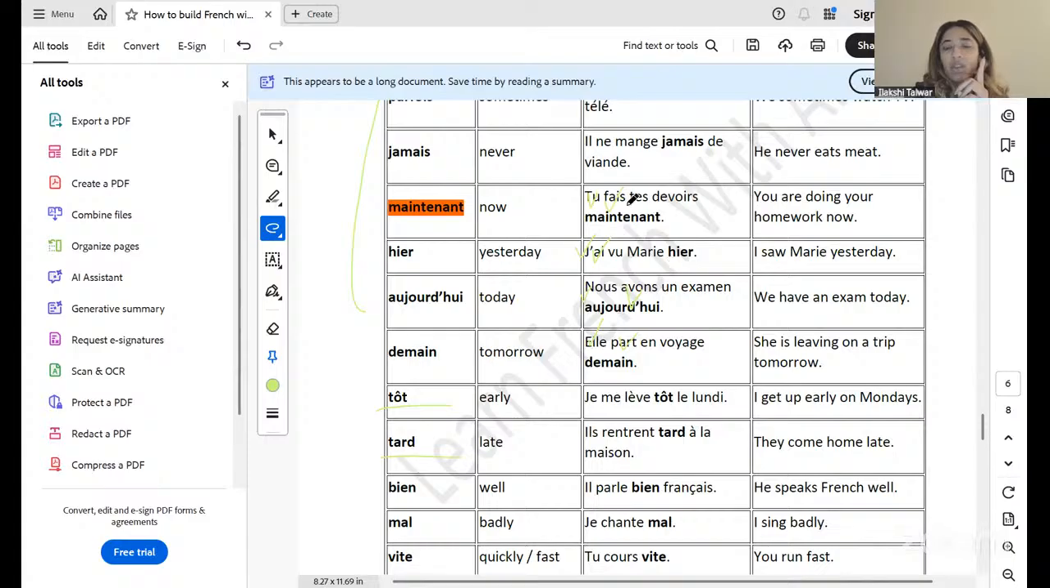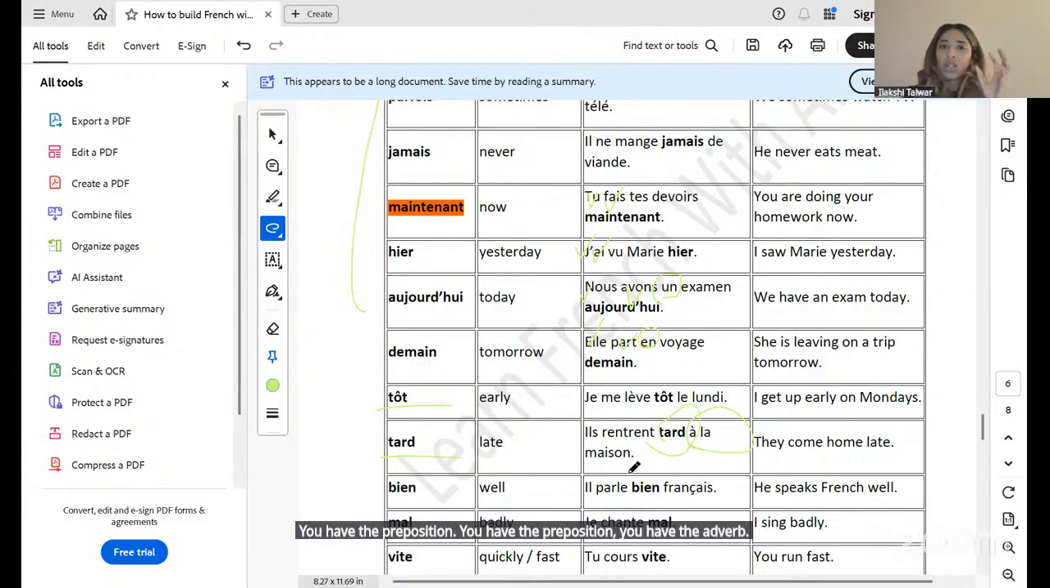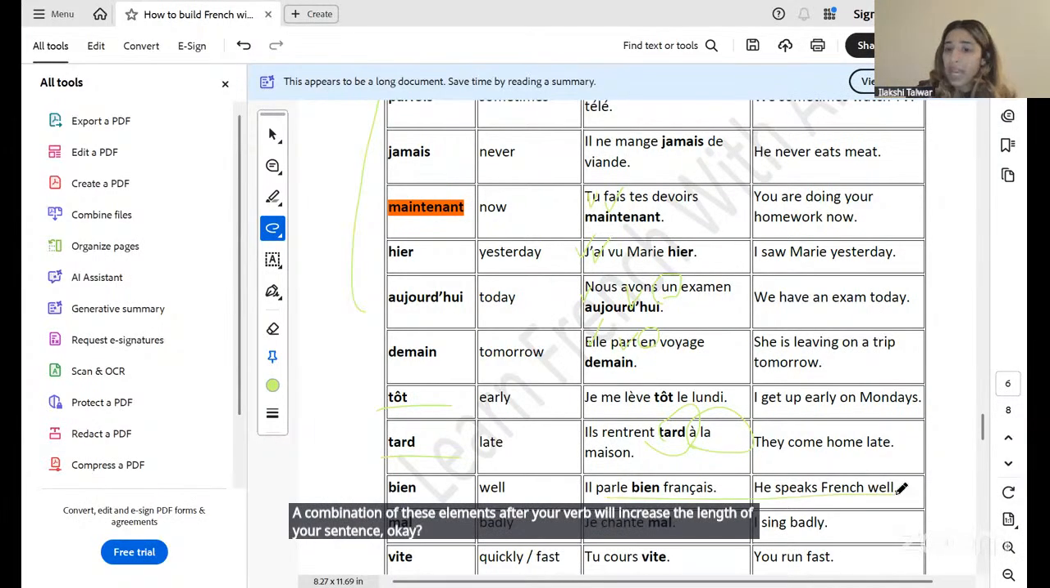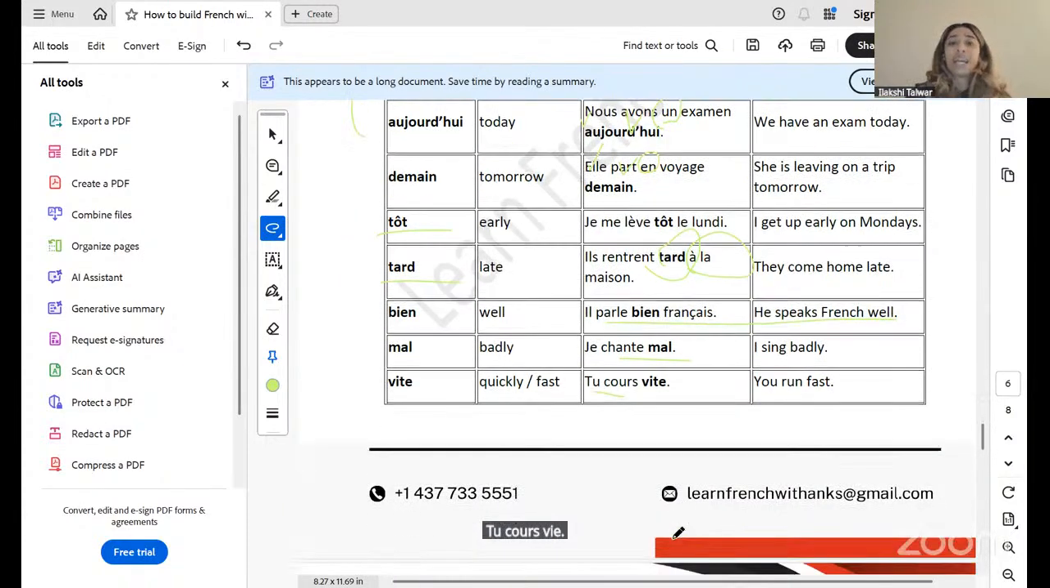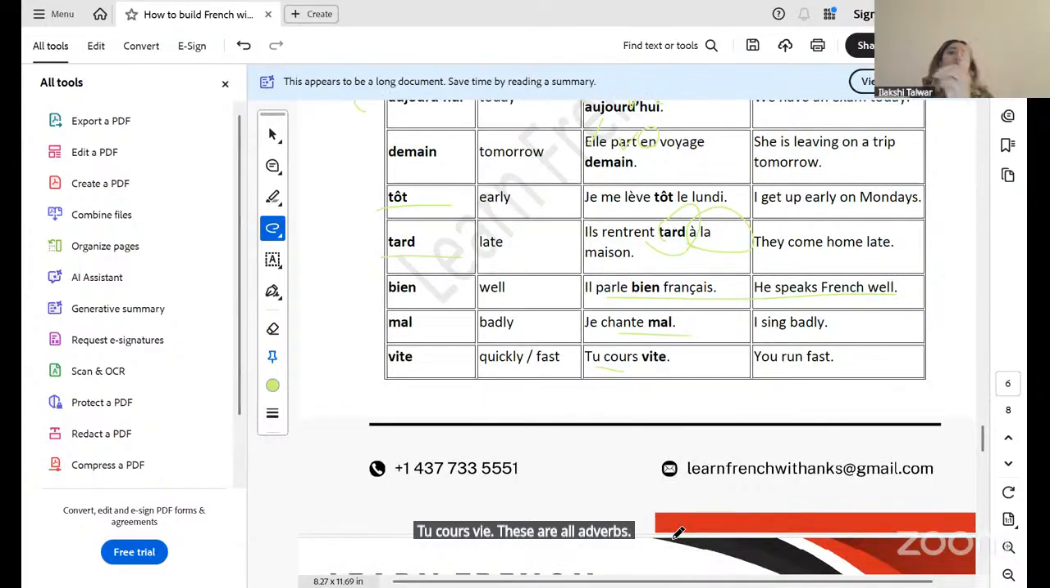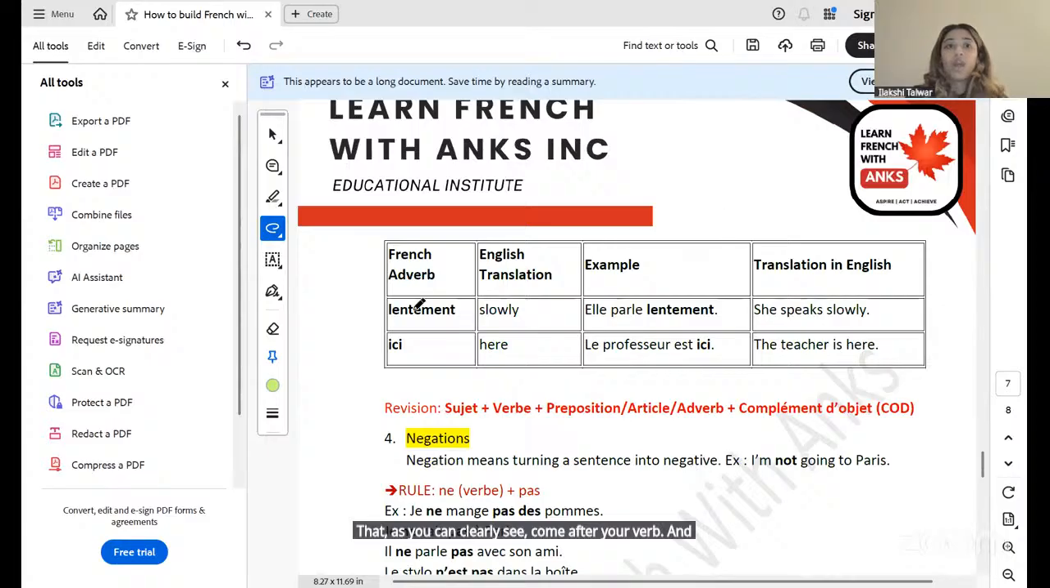And then, in some cases, for example, you have the article, you have the preposition, you have the adverb. A combination of these elements after your verb will increase the length of your sentence, okay? Il parle bien français. Je chante mal. Tu cours vite. These are all adverbs that will, as you can clearly see, come after your verb. And they modify your verb.